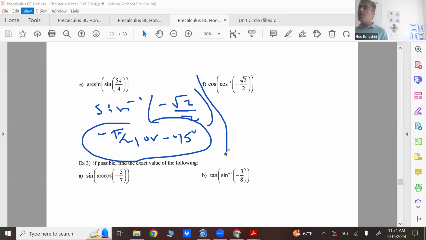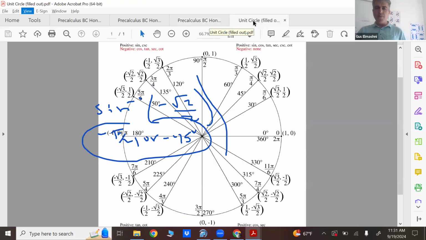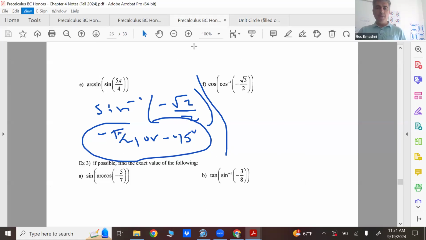And lastly, inverse cosine of negative root 3 over 2, that's the x coordinate. Now, what's the default range for inverse cosine? From 0 to pi, right? So you have to only focus on 0 to pi. Let's pull up the unit circle. Where is that negative root 3 over 2? Where, Thomas? Q2 or 150, right? 5 pi over 6. So that's going to be cosine of 5 pi over 6 or 150.